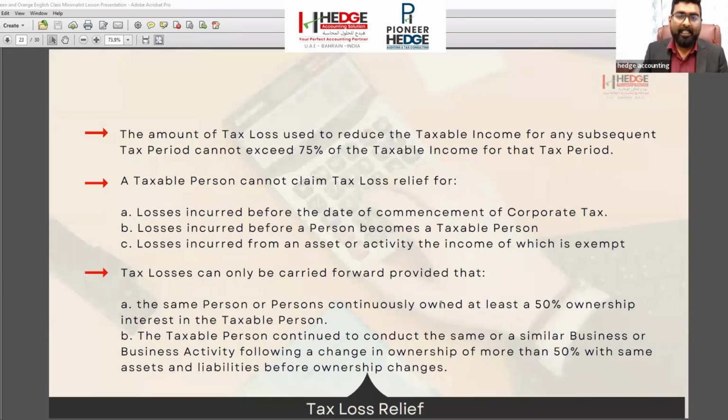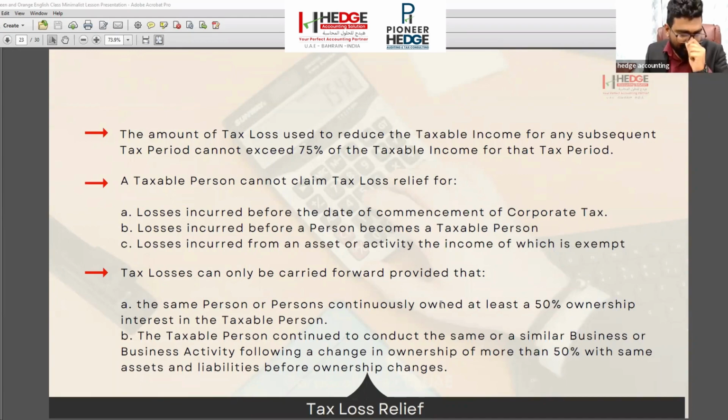For example, if your current year profit is 100 and your previous year loss is 200, you can claim up to 75% of the current year profit. That is 75% of 100, which is 75. So you don't need to pay tax on 100. You need to pay tax only on 25. That is the loss relief given by the authority through the corporate tax.